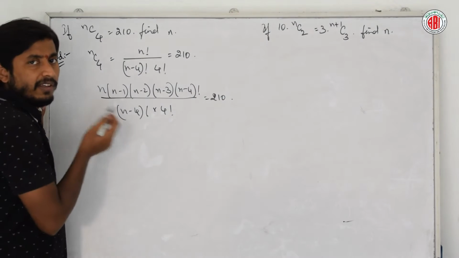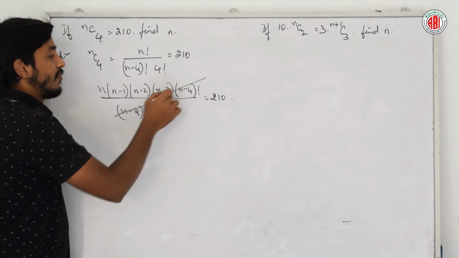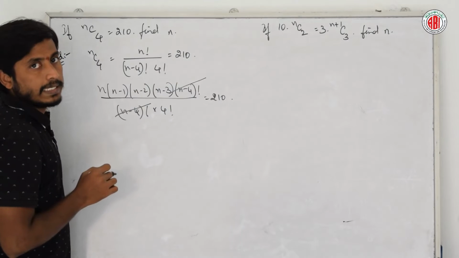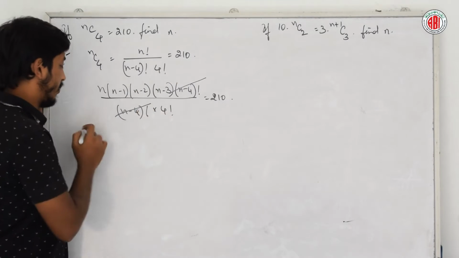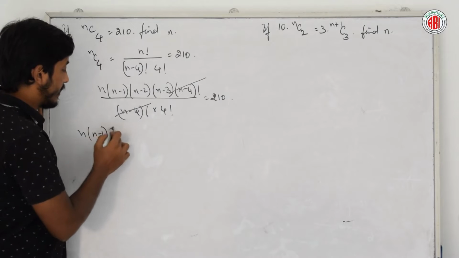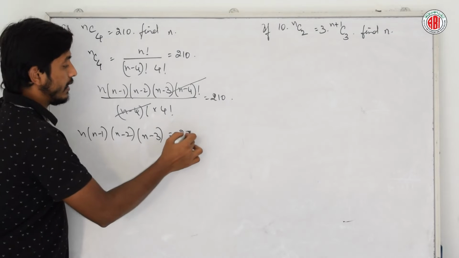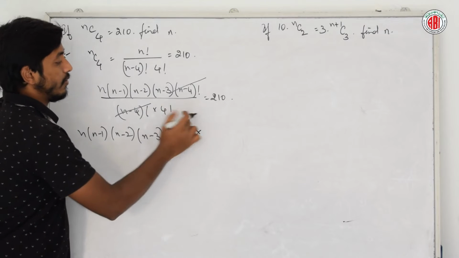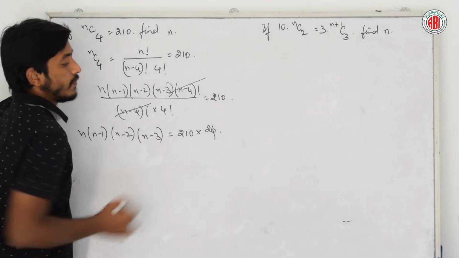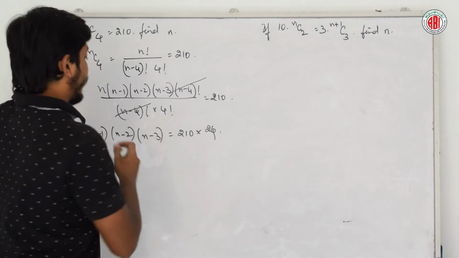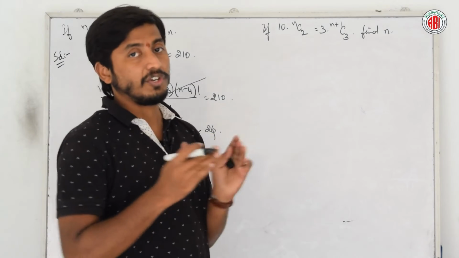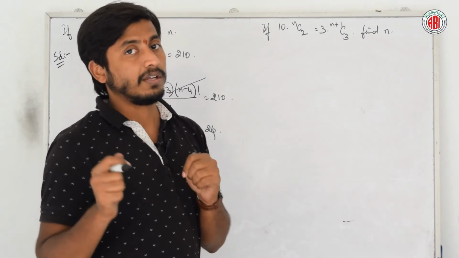Right? Why did we write that? Because we can cancel (n minus 4) factorial. Isn't it? What is 4 factorial? 4 factorial is nothing but 4 3s are 12, 12 2s are 24. Now let us factorize this number so that we should get a product of consecutive numbers.